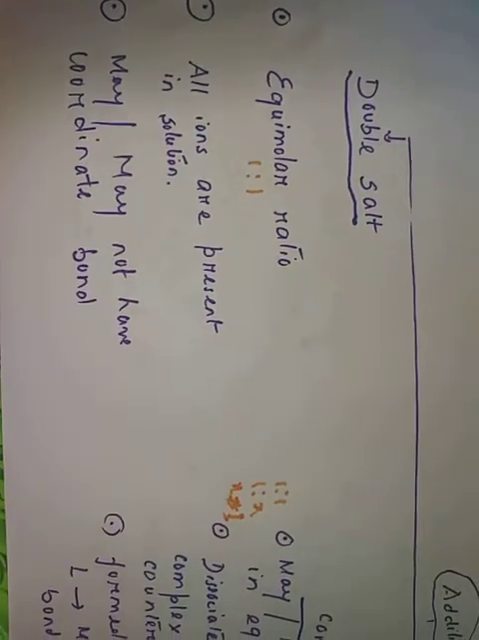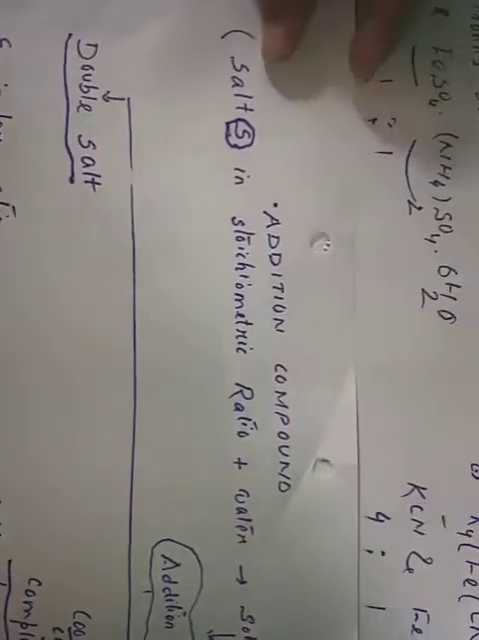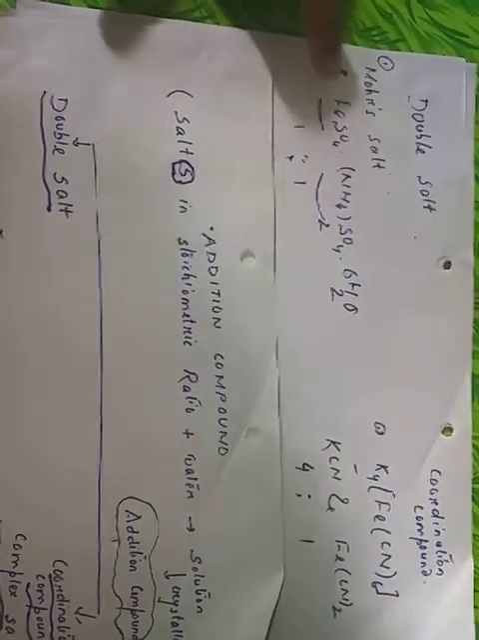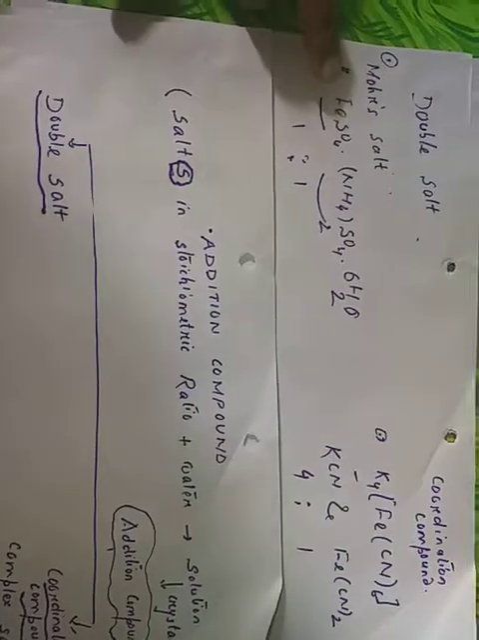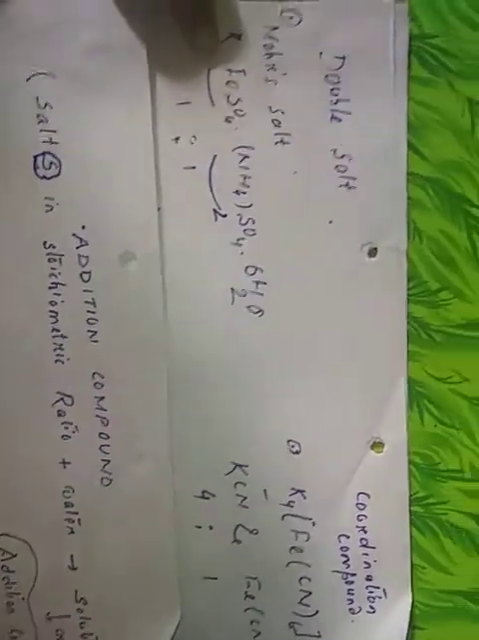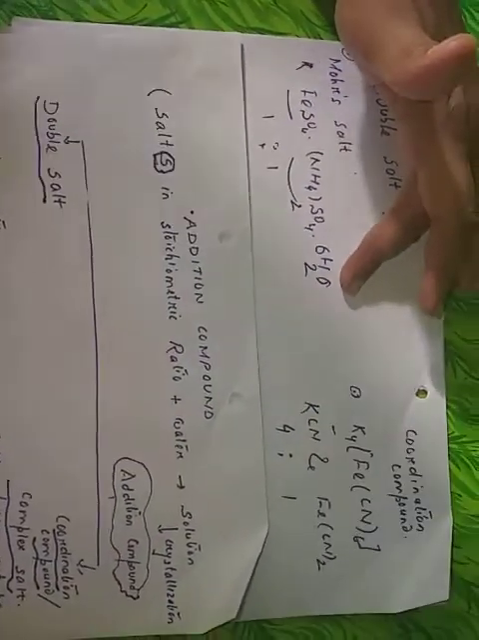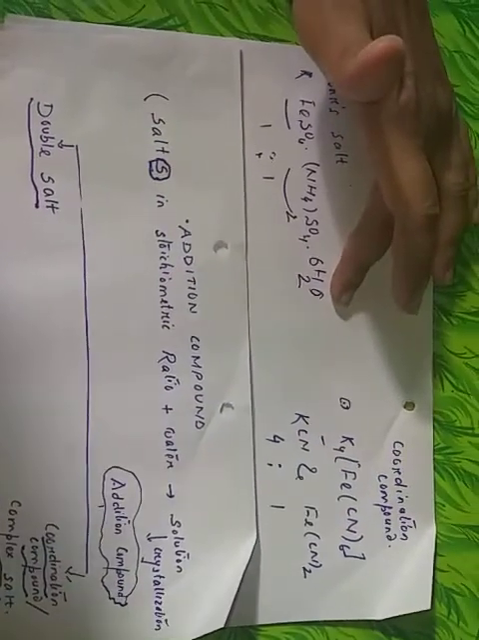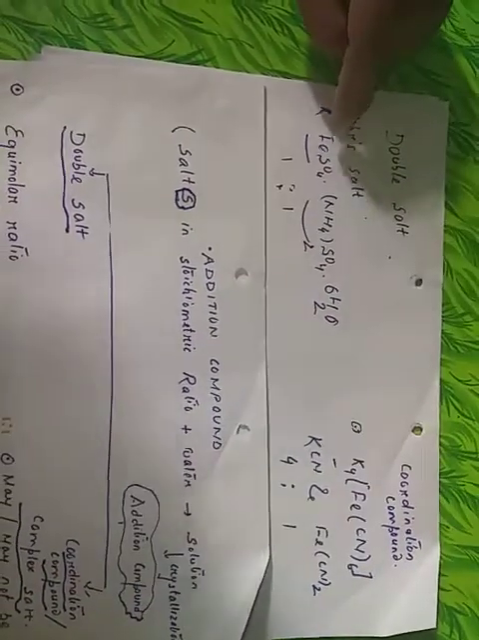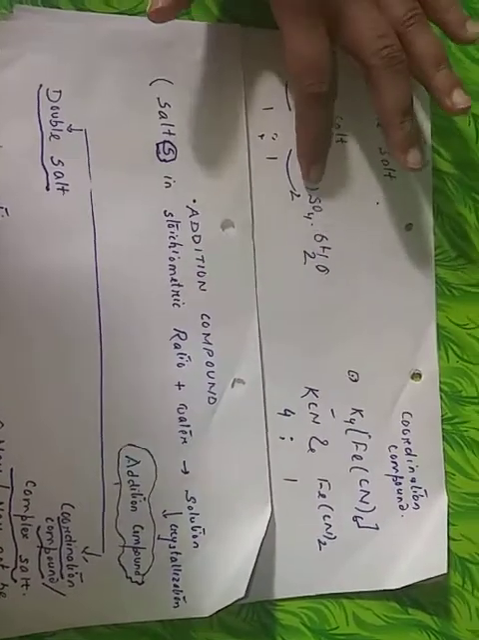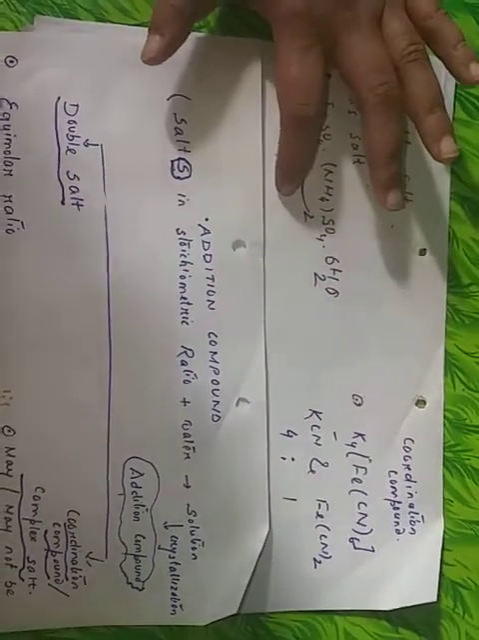For example, let's take this one. When we make Mohr's salt, we know Mohr's salt is ferrous ammonium sulfate. The two salts that are the components are ferrous sulfate and ammonium sulfate, and when crystallization is done, we have 6 units of water of crystallization. In this, the composition of ferrous sulfate and ammonium sulfate is always 1:1 ratio. So it is a double salt.